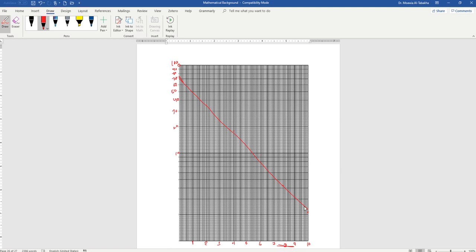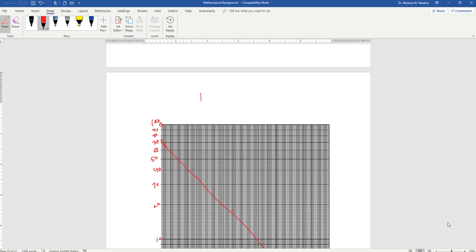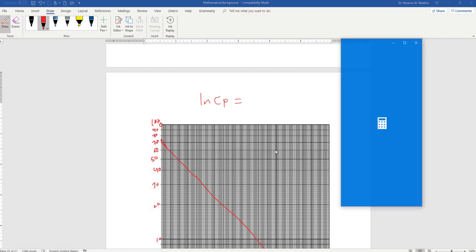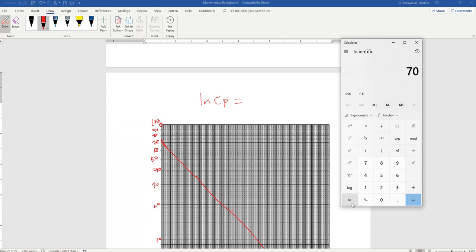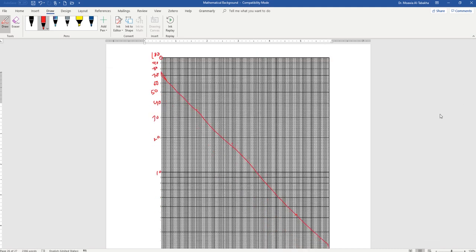But anyway, just for the sake of explaining to you, now we need to determine the equation that best fits the line. So we'll say ln CP is equal to ln CP0. Now assuming, just assuming, that 70 is the concentration. So ln CP0 will be ln 70. So here, what is ln 70? Ln 70, okay, it's 4.248.